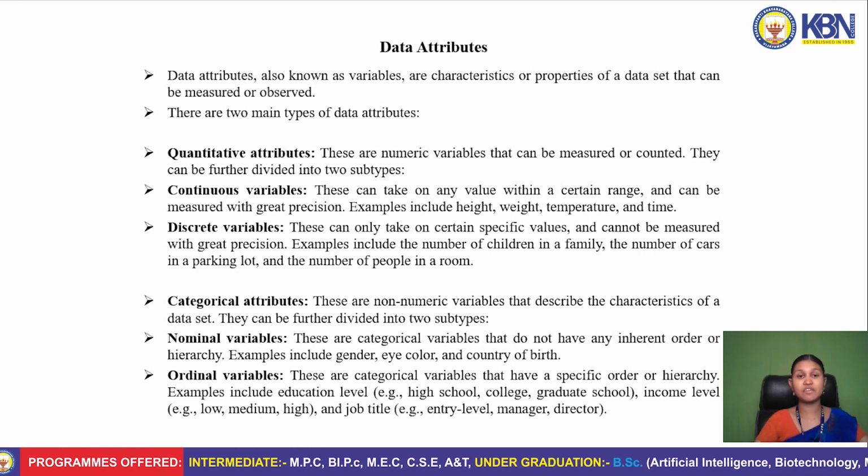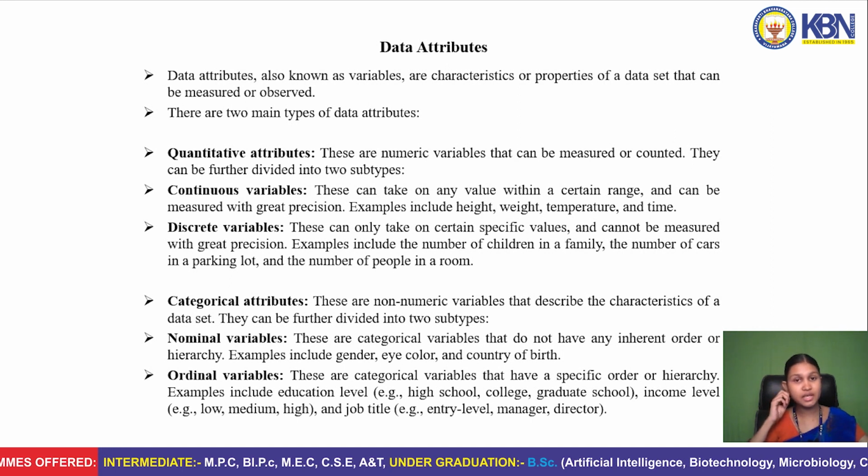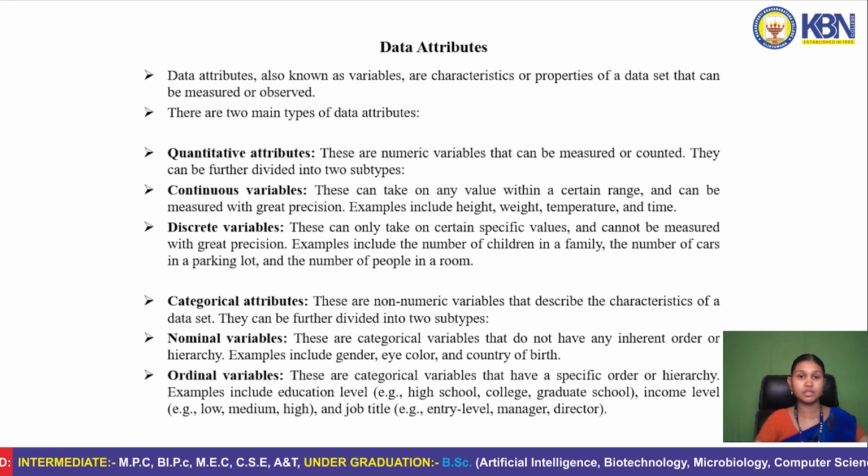Next one, discrete variable. This can only take on certain specific values, and you cannot measure it with great precision. Let us take examples: how many children are in the family, how many cars are parked, and how many people are in the room. And next one, categorical attribute. These are non-numeric variables, and they are also divided into two types. One is the nominal variable and the second one is the ordinal variable.